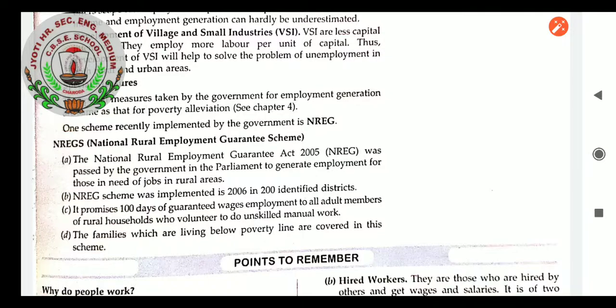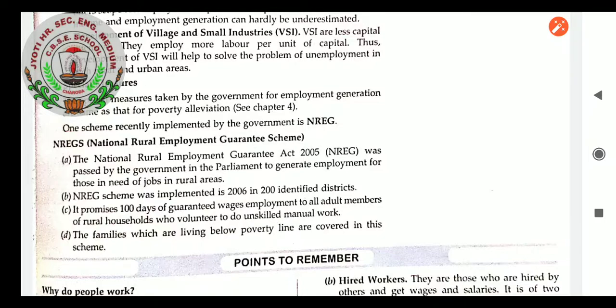NREG scheme was implemented in 2006 in 200 identified districts. It promises 100 days of guaranteed wage employment to all adult members of rural households who volunteer to do unskilled manual work. The families living below the poverty line are covered in this scheme. So this is NREG, students, very important. It helps people get more and more education regarding jobs and helps to identify jobs at the district and state level.